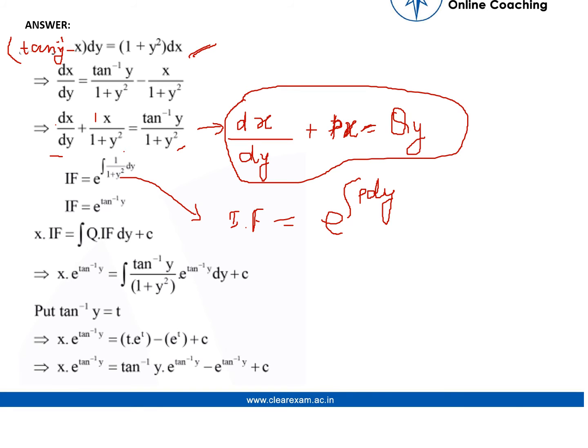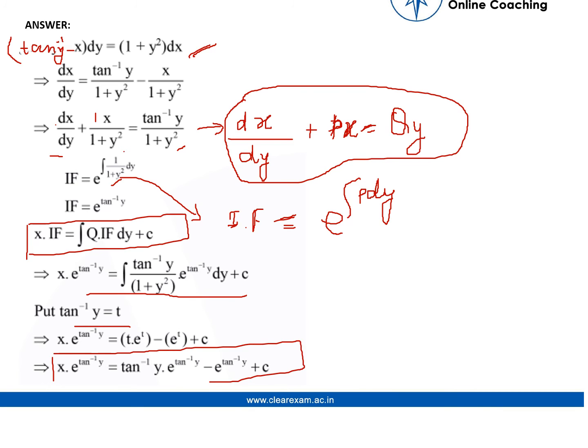Now in order to proceed we need to find the integrating factor, which is equal to e raised to the power integral of P dy. Upon solving, the integrating factor is e raised to tan inverse y. Now we will solve this equation. After solving it we got this. Now we will put tan inverse y equals t, so we are getting this equation. This is the general solution, but we need to find the particular solution.